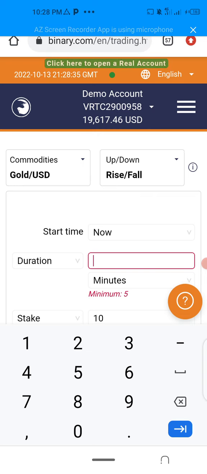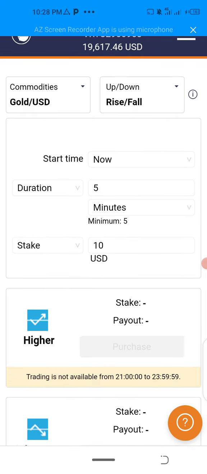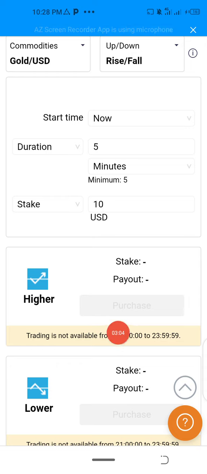I'm going to show you a simple strategy that you're going to use to trade and be on profit. Now, as you can see, the market right now is no longer available because our time is about 10:28 p.m. So we can only trade this by morning, afternoon, or evening time, but not up to 10 p.m. We can trade from 6 a.m. down to 8 p.m. and close.